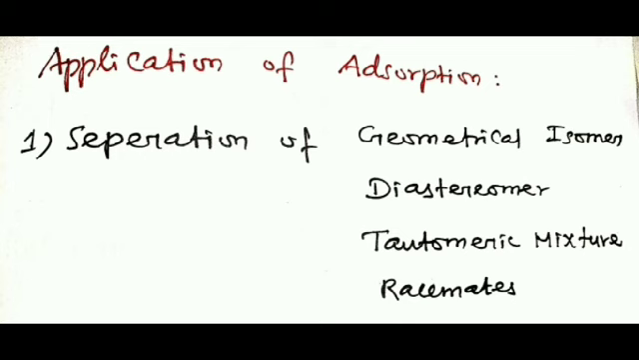Application of adsorption or column chromatography. It is used for separation of geometrical isomers, separation of diastereomers, separation of tautomeric mixtures, and separation of racemates. Column chromatography is used on a large scale in research labs for preparatory work. A large number of organic compounds have been separated by this method.